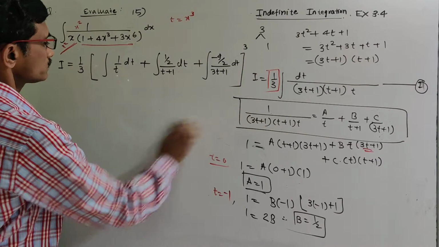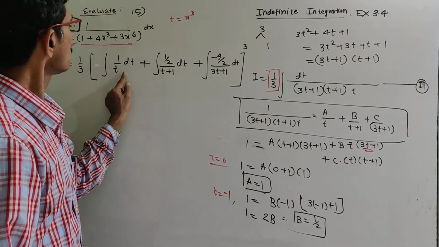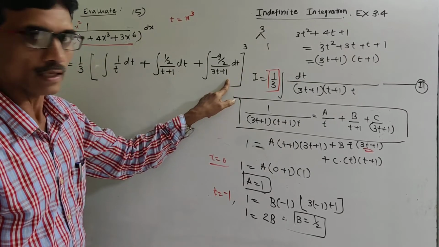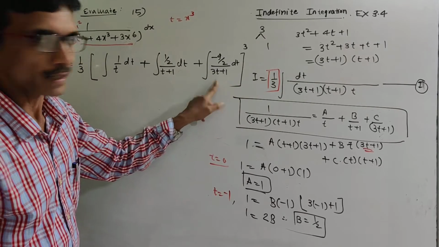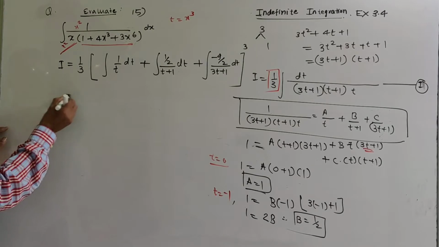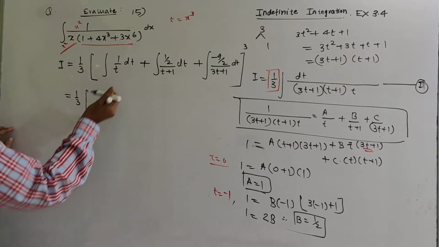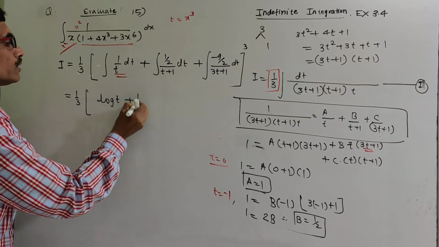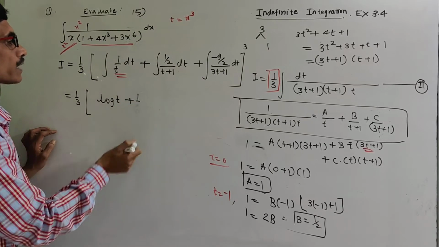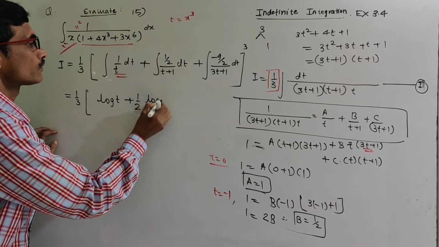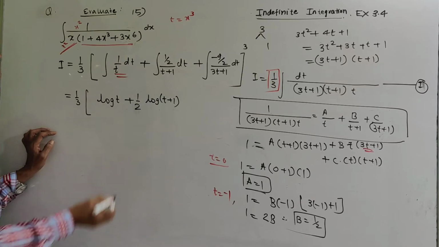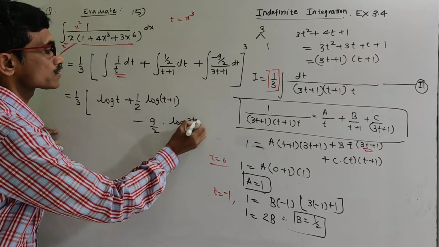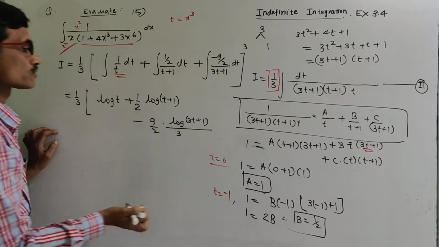Then now this has become very simple. It is of the form dx upon x, log of x; dx upon x plus a, log of x plus a; dx upon ax plus b, which is log of ax plus b upon a. 1 by 3 into this integral is log t, 1 by 2 will write outside, 1 by 2 into log of t plus 1 minus 9 by 2 into log of 3t plus 1 upon 3, so that this 3 is getting cancelled.